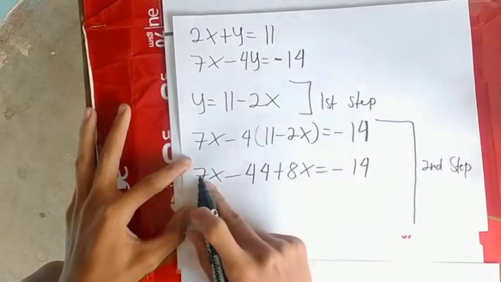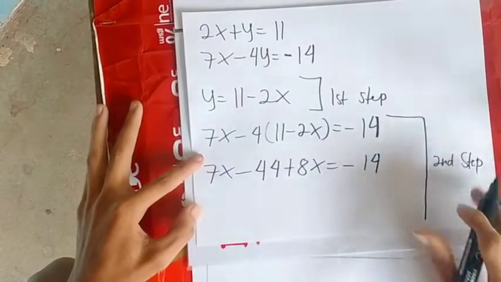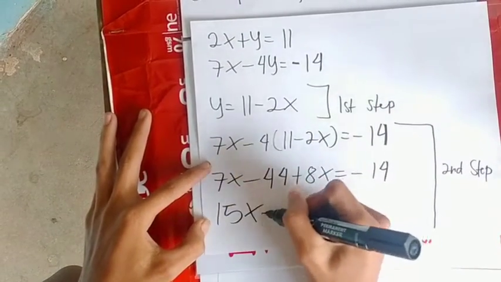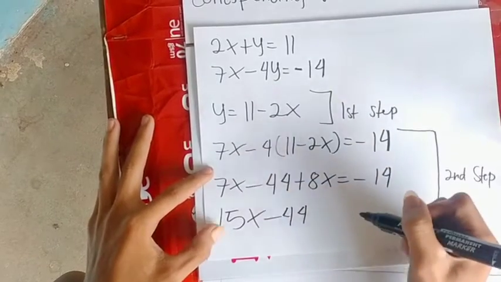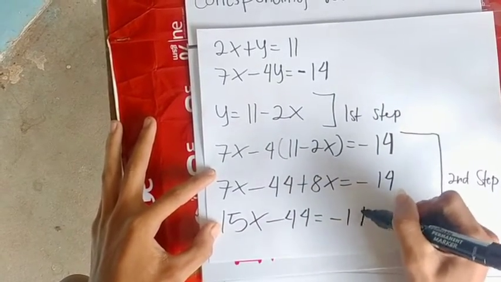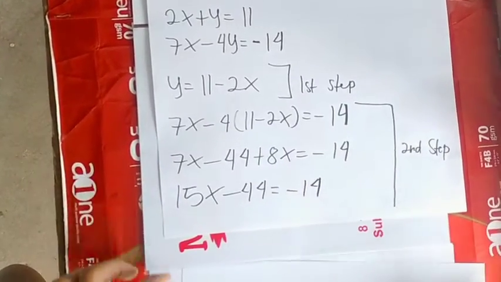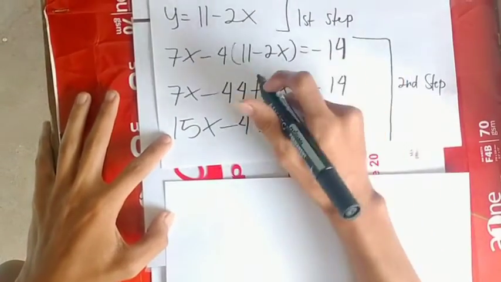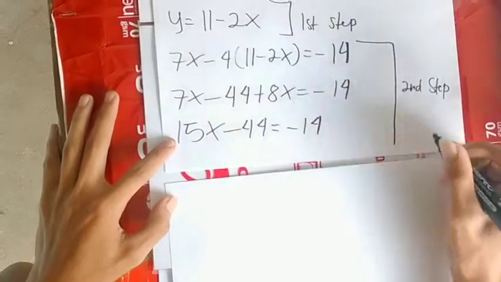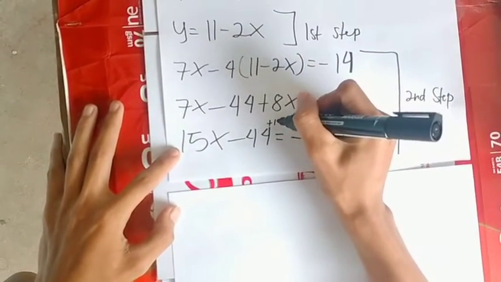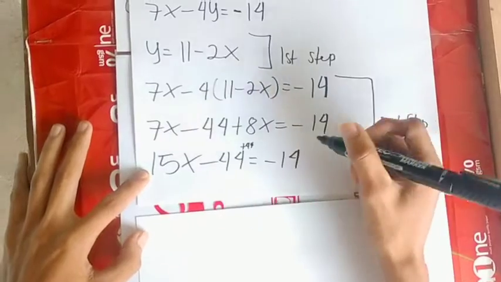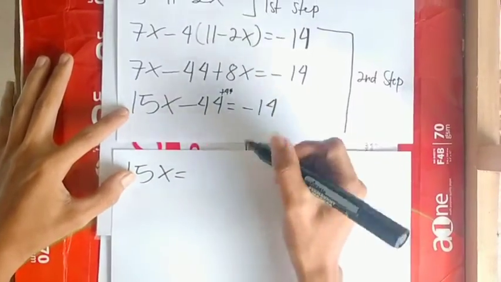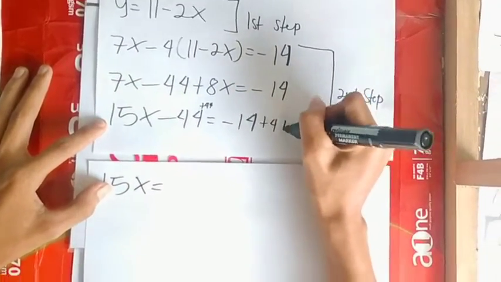So add the 7x and 8x because they are the same variable, which equals 15x, minus 44, equals negative 14. And the next is we're going to transfer. That's the trick. Transfer or just add both sides 44. 15x equals plus 44.